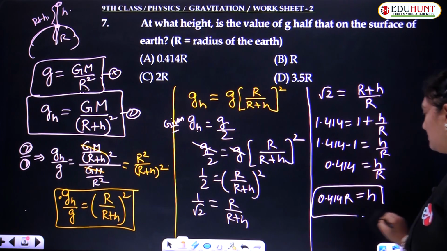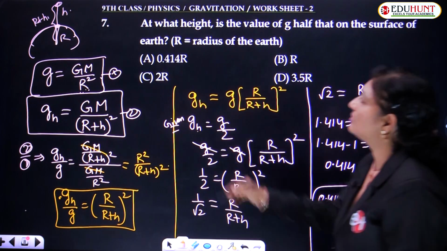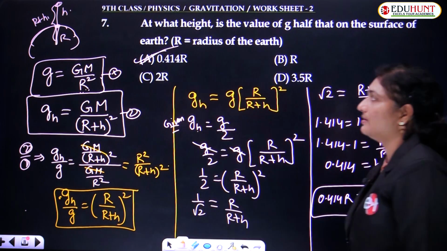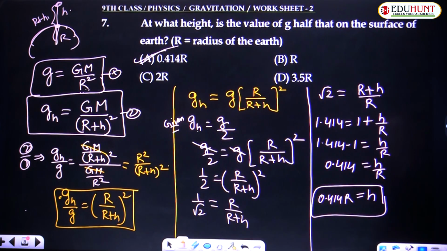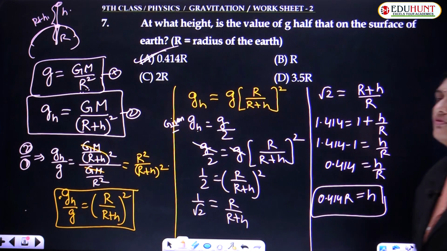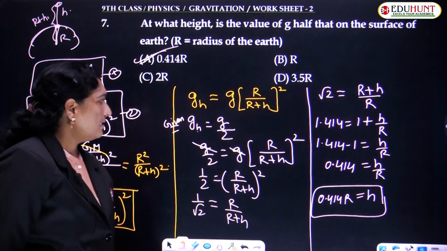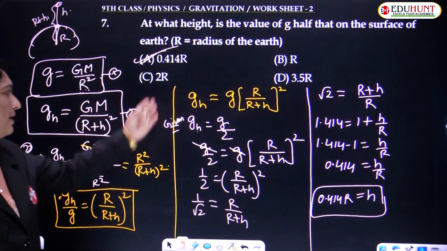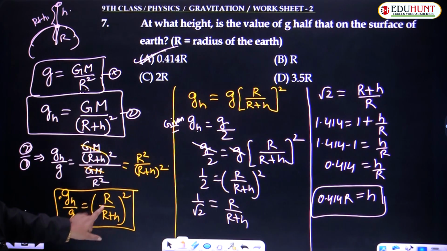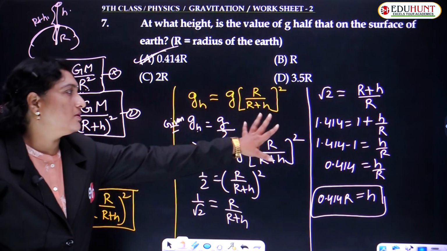or the value of h is equal to 0.414 R. What is the value of h? 0.414 R. So for the 7th question, the correct option is 0.414 R. Everything is clear? This is the known simplified formula: substitute and simplify.